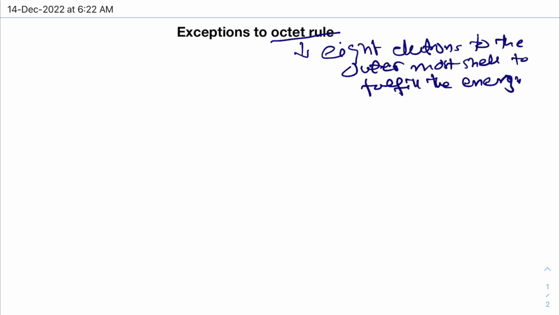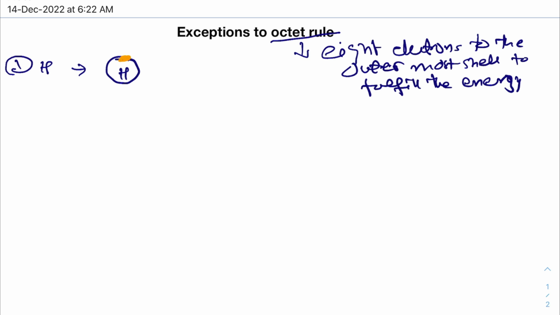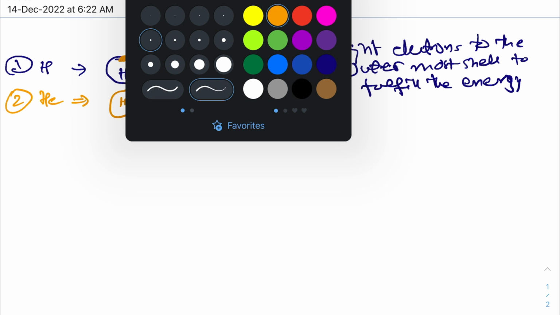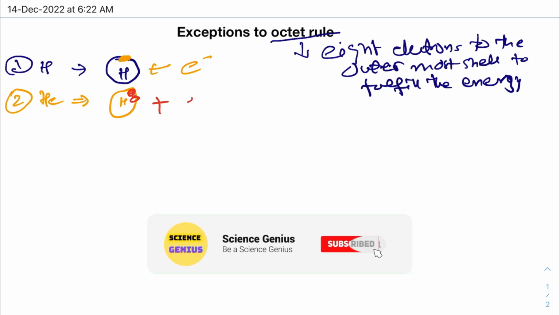What are the exceptions? So example 1 is hydrogen. Basically, hydrogen carries 1 electron and it needs one more electron to fulfill its shell. Number 2 is helium, which contains 2 electrons, and again it also requires 2 more electrons to complete its energy level.